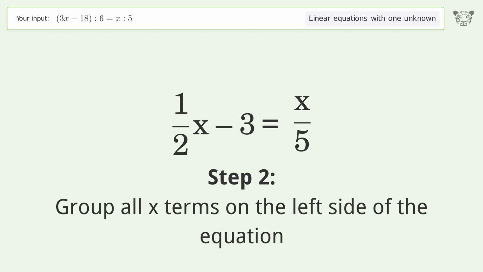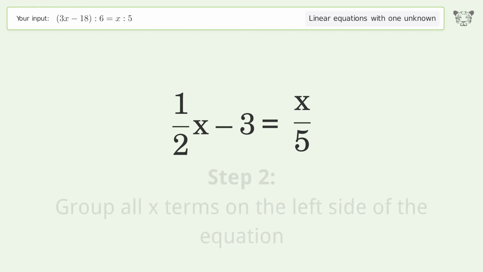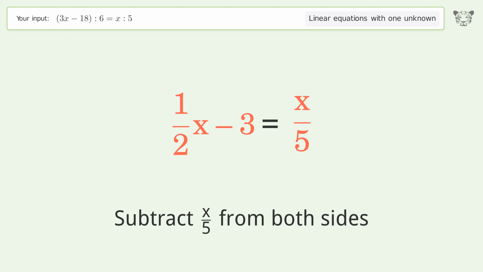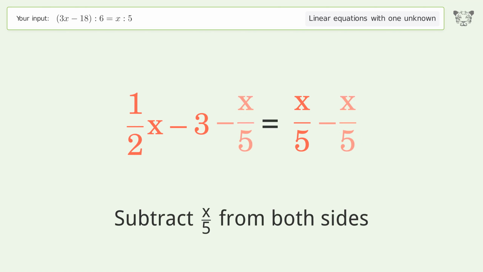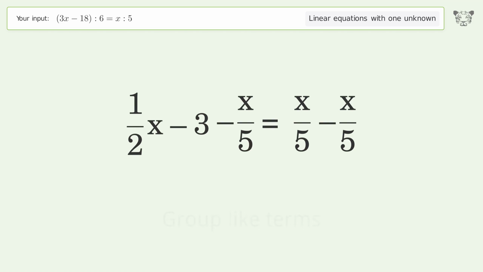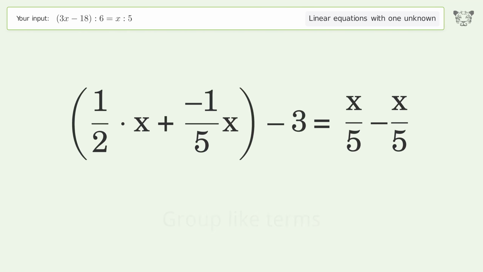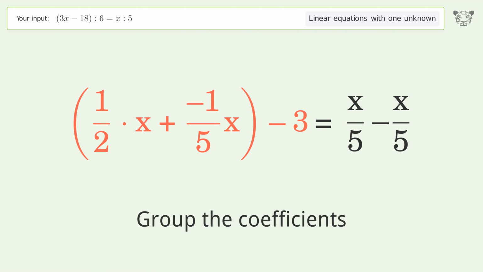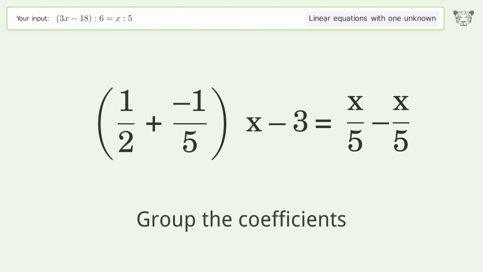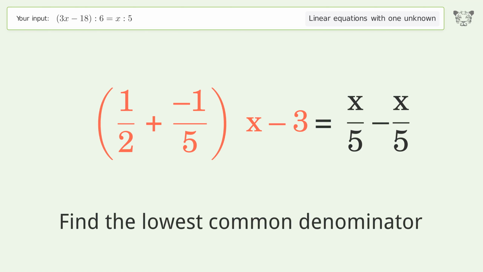Group all x terms on the left side of the equation. Subtract 10 over 5 from both sides. Group like terms. Group the coefficients. Find the lowest common denominator.